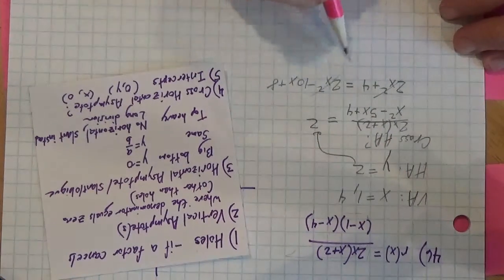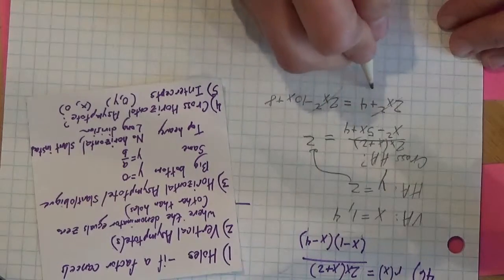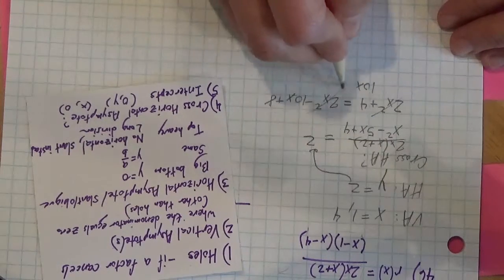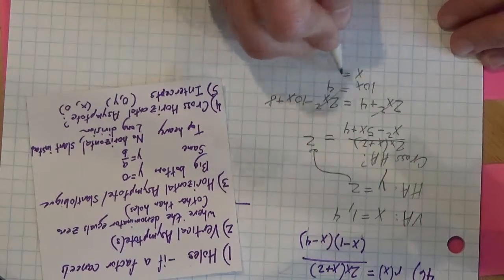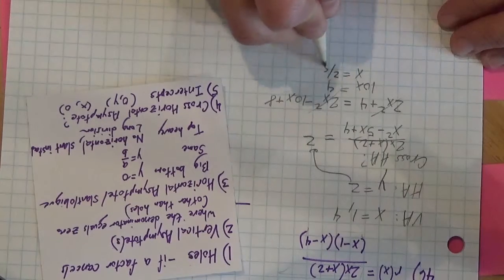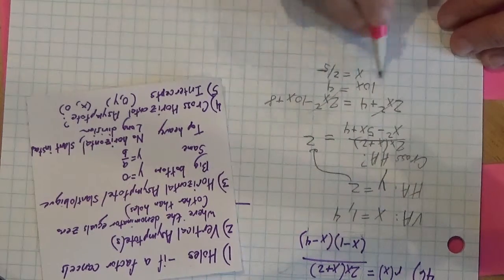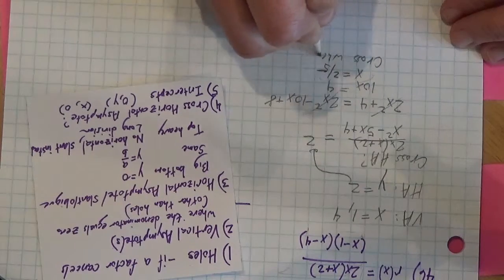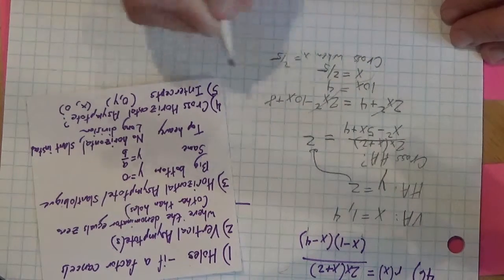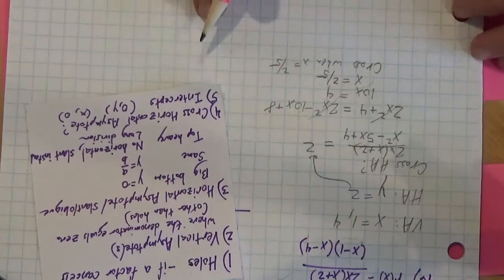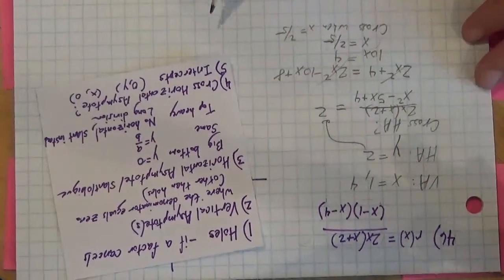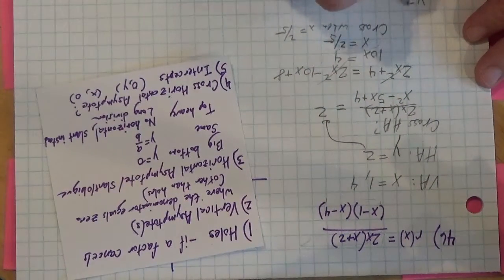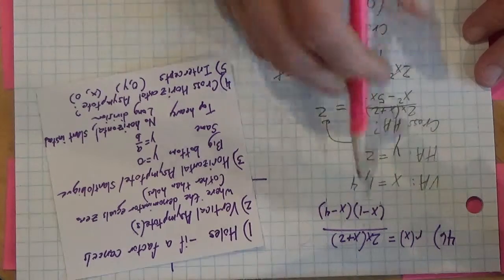So solving, those guys go away. I'll have 10x equals 4. So it'll look like it'll cross when x is 4/10, 2/5. So it crosses when x equals 2/5. Interesting. Okay. So now we're going to find my y-intercept, and that's going to happen when the x is 0.